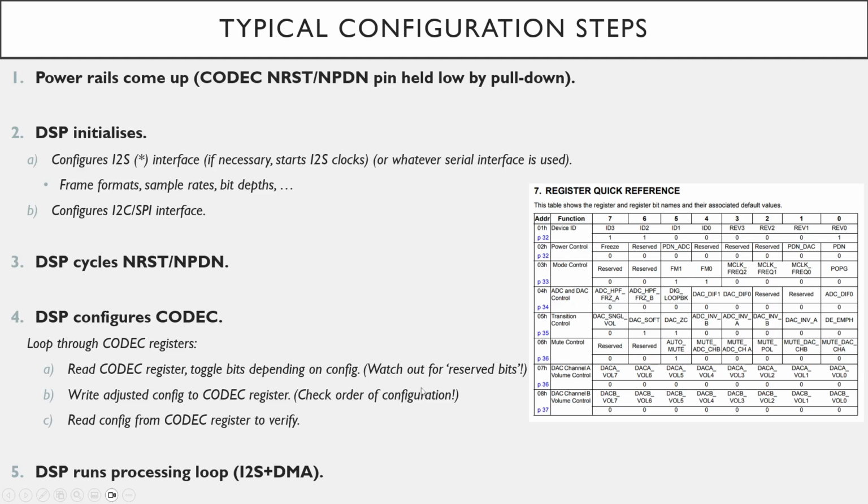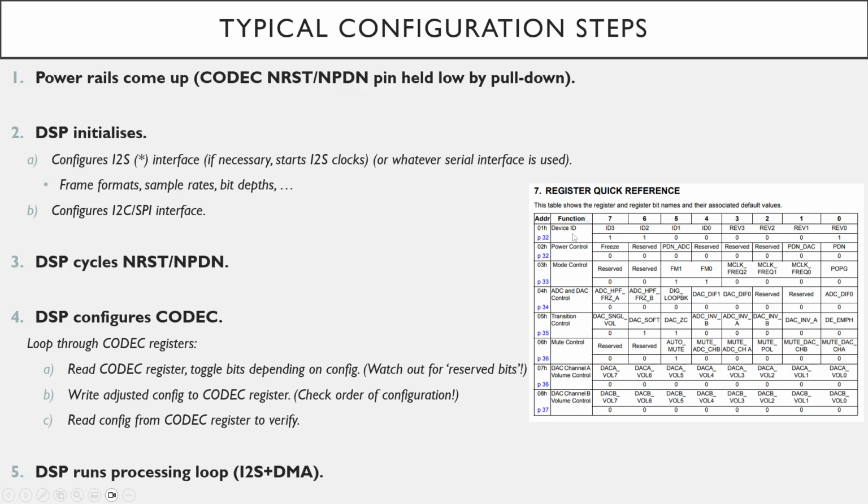The order of configuration, of course, can be important. For example, some codecs require that it's actually powered down, at least software powered down, before you make any changes, for example, to volume controls or I2S configurations, before you then power the device back up again. So the order of configuration is something to keep in mind for any codec, and this does in fact vary depending on what codec you're using.